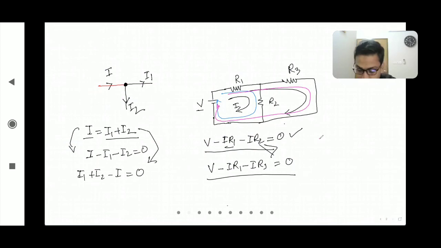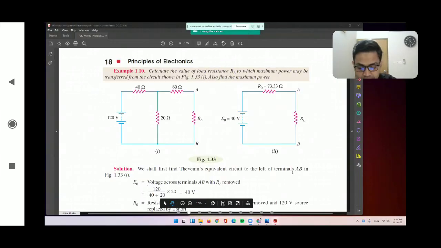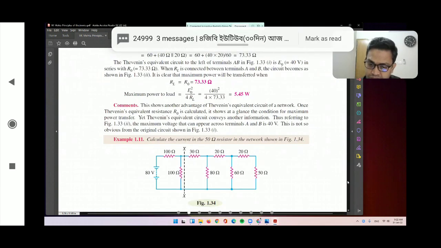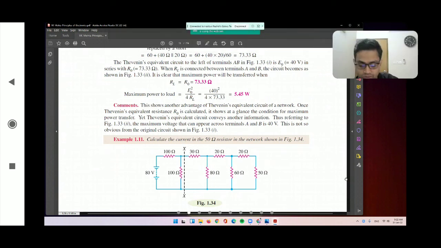Okay, any other question? So as I said, in chapter number 1, those theorems and rules and techniques we are going to use not only for this chapter but also for the other chapters, to solve the math. So please make sure you know them very well.